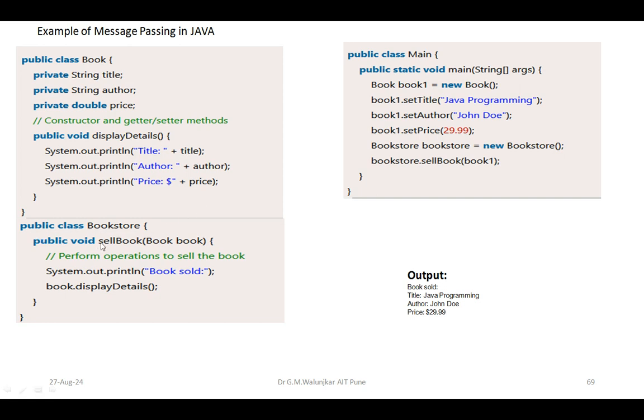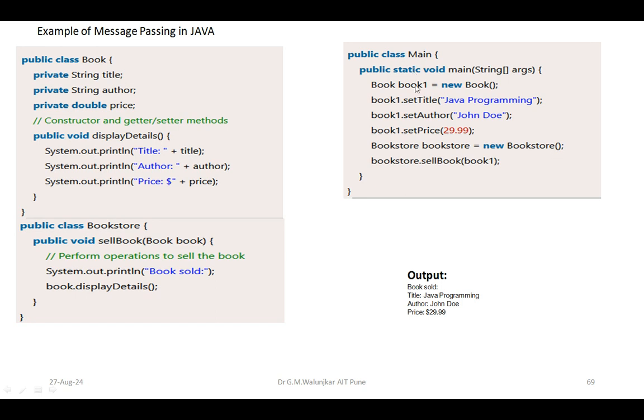Then we have another class called the Bookstore class. Inside that Bookstore class, we have sellBook with parameters of type Book and book. Book here is the class, and book is the object of the class Book. Through the sellBook method, we perform the operation to sell the book, and then we print book sold, that is book dot displayDetails. We also write a body for this displayDetails method.